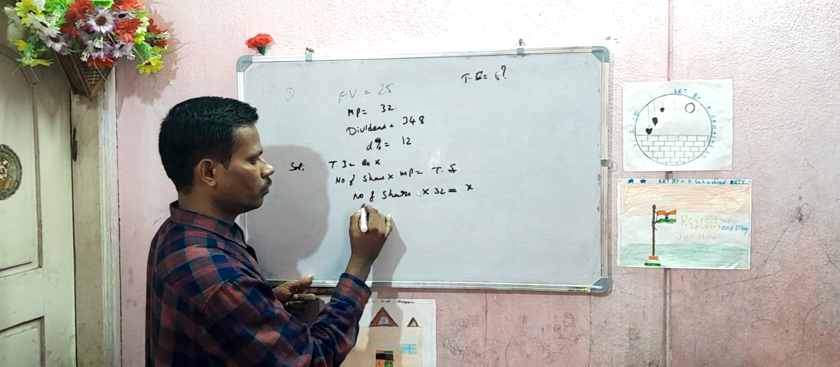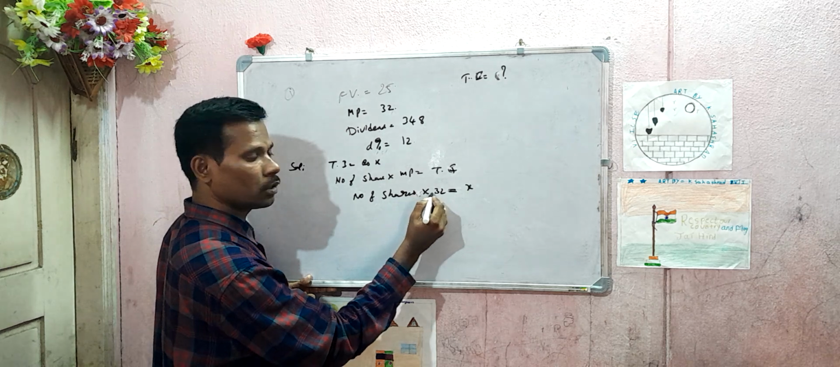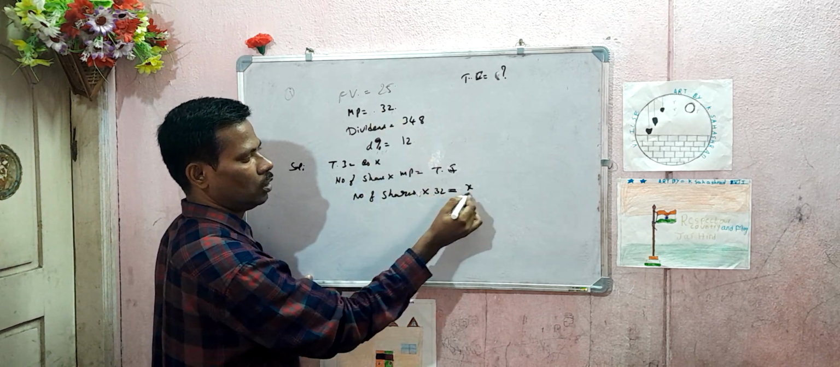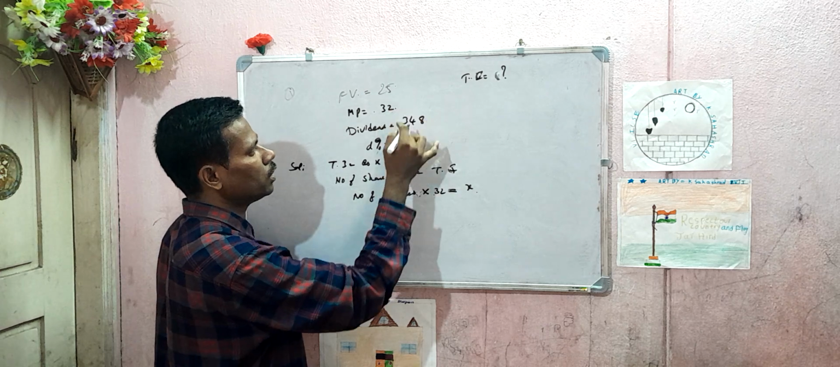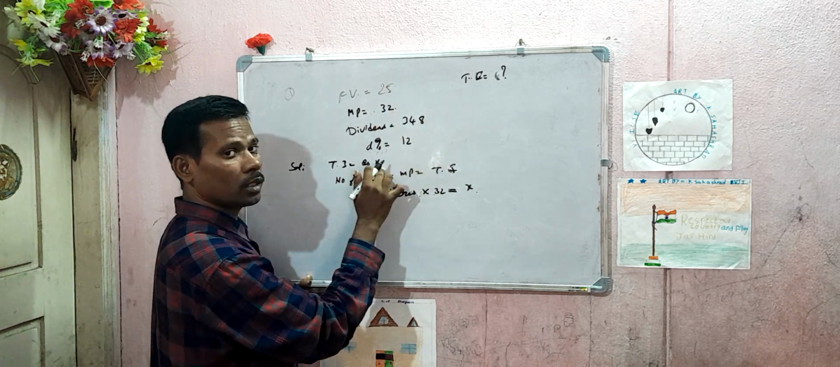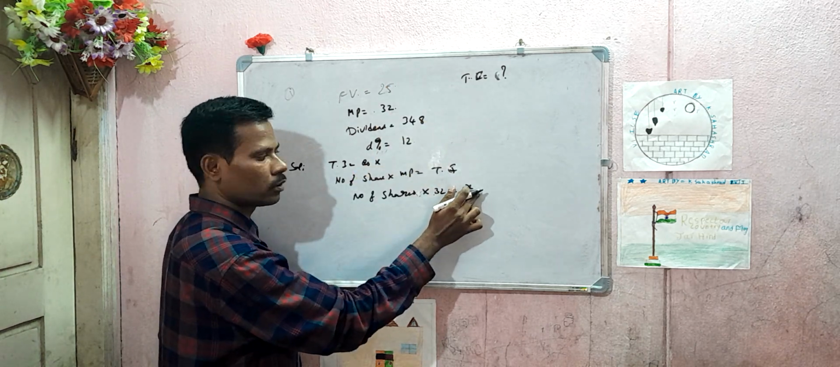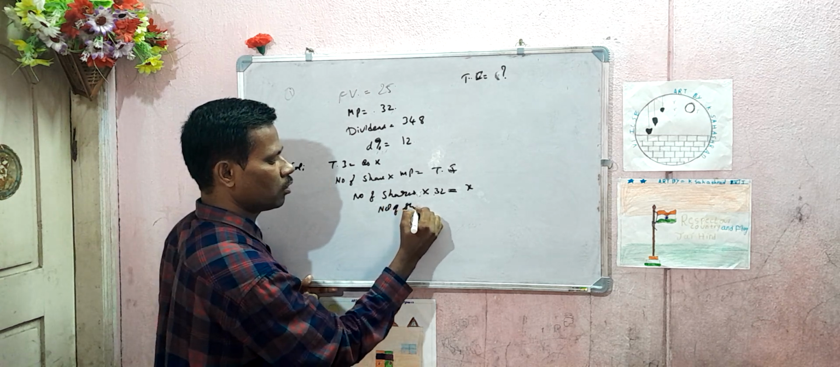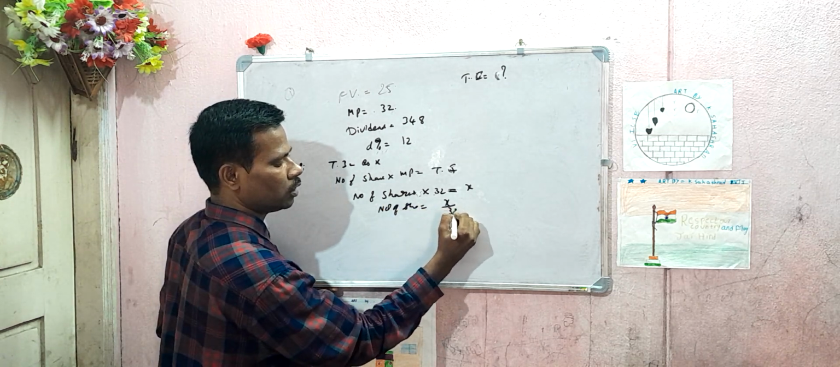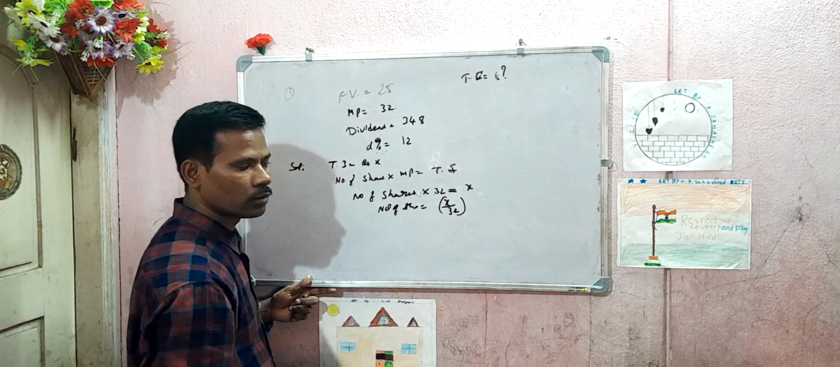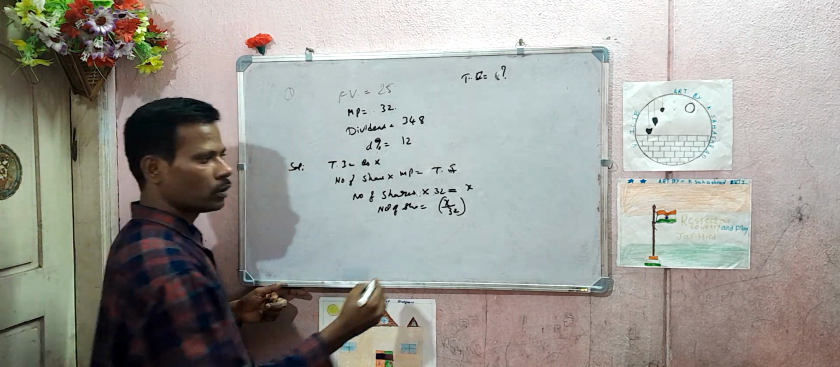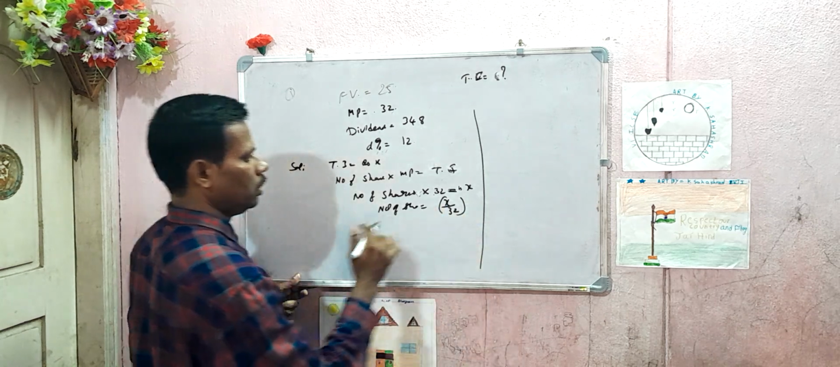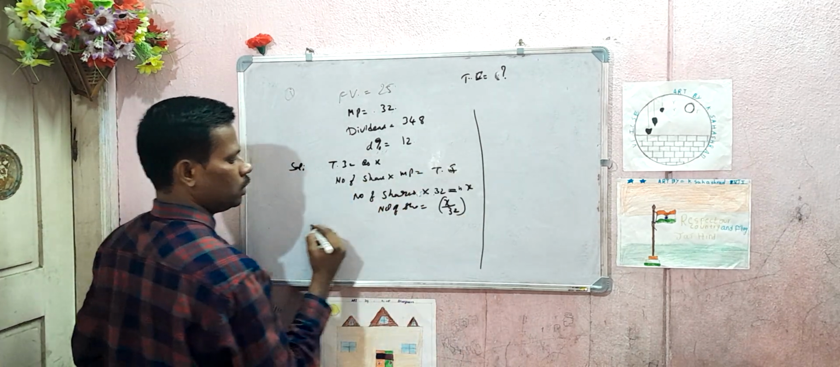Next, number of shares stays as it is, market price is 32, is equal to total investment, which I have written as X. So number of shares is X by 32. This is case 1. Next, case 2.